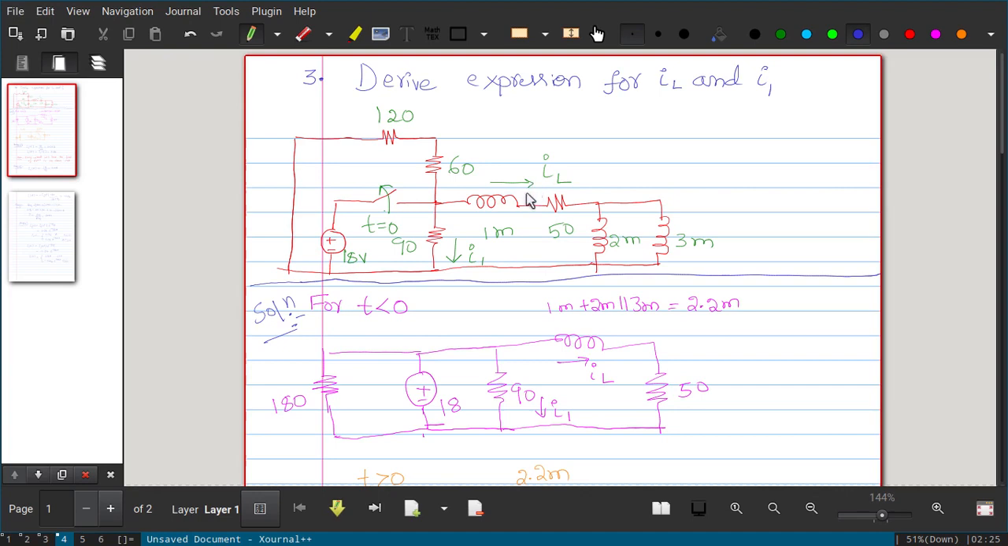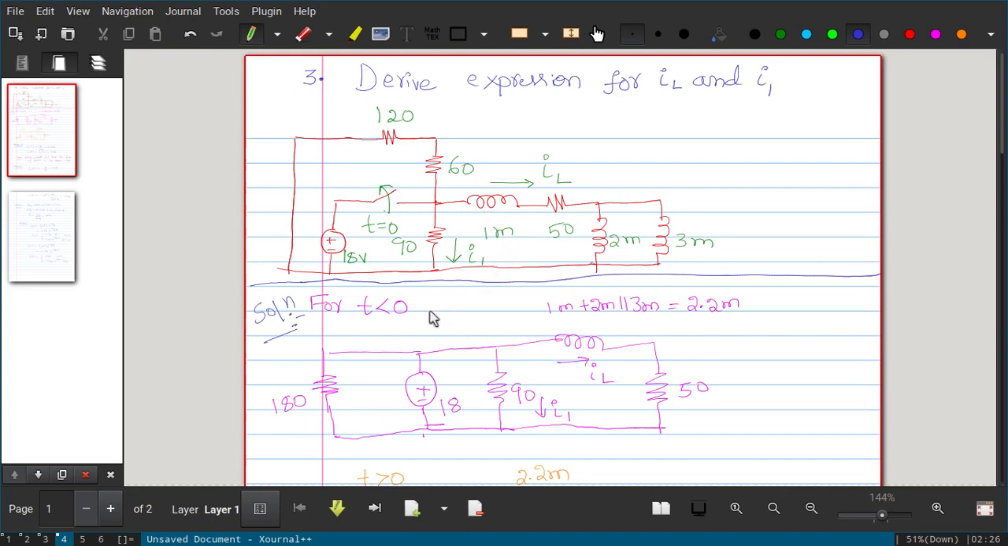Okay, so you may feel that so far we have considered only one inductor, but in this problem we can see there are three inductors, but they can be written as a single equivalent inductance. Hence it belongs to the RL circuit category only, the single inductor category. So this 2 and 3 are in parallel and together they are in series with 1, so I can write a single inductor.